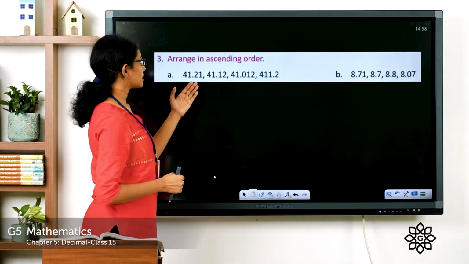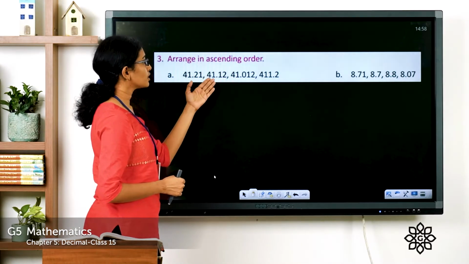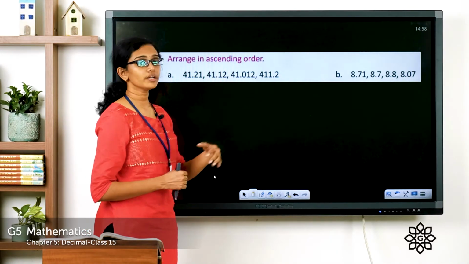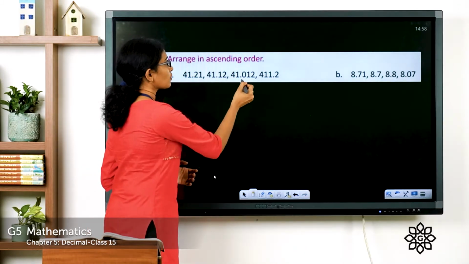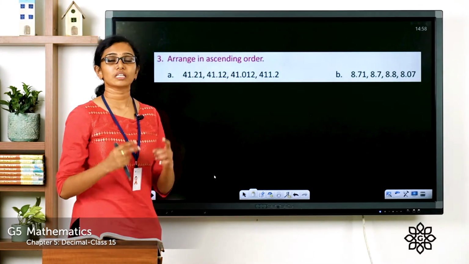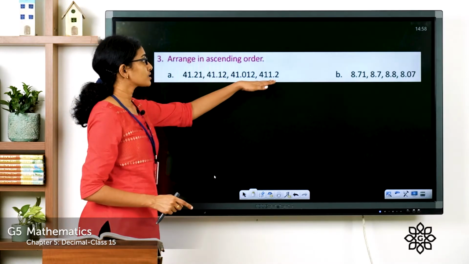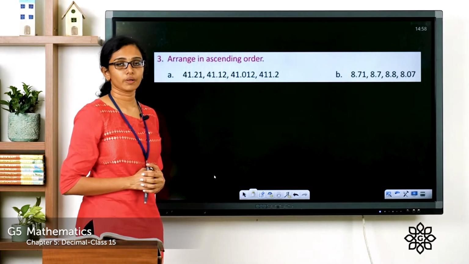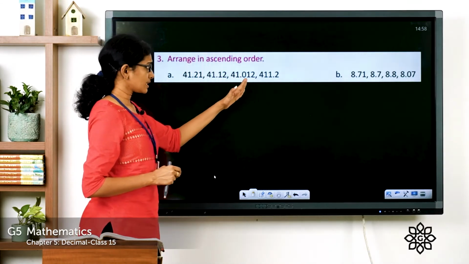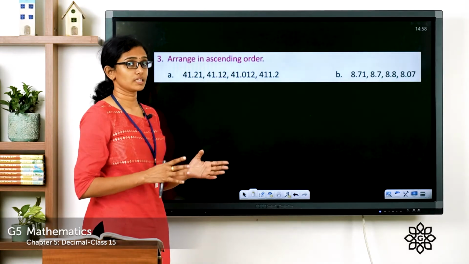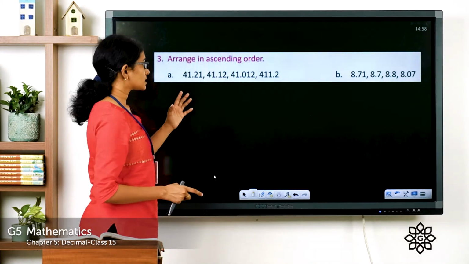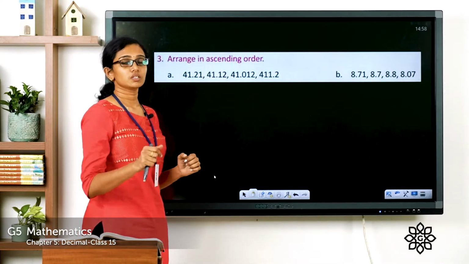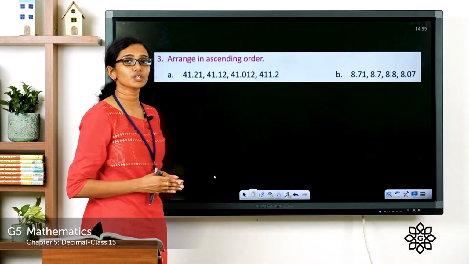So here look at the numbers 41.21, 41.12, 41.012 and 411.2. See, this number 41.012 has got 3 digits after the decimal point, whereas in the last number 411.2 there is only 1 digit after the decimal point. So this is the number that has the greatest number of digits after the decimal point, which is 3. So let's make the number of digits after the decimal point in all the numbers 3. How? By adding enough zeros to the right.